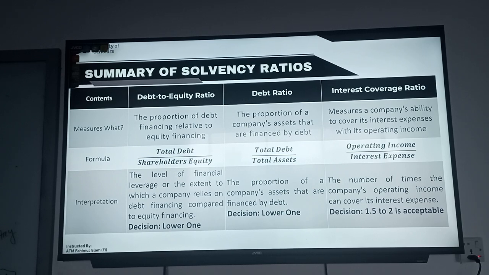Conversely, a lower ratio indicates a lower reliance on debt and more dependency on equity, which is a good thing, and it is a more conservative capital structure for a company. So the decision should be, we should accept the companies which have a lower debt to equity ratio to avoid future financial risk.